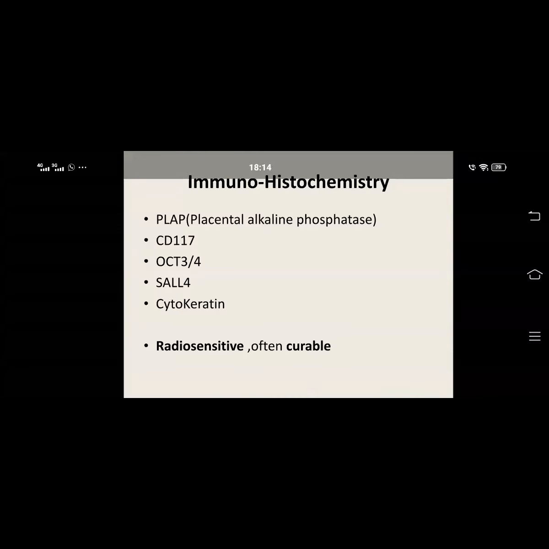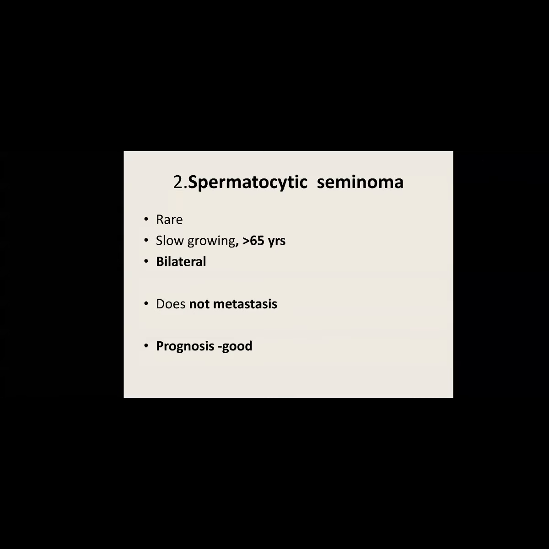On immunohistochemistry, they will be positive for placental alkaline phosphatase, CD117, OCT3/4, SALL4, and cytokeratin. These tumors are highly radiosensitive and often curable. Okay, we have finished one germ cell tumor without differentiation.